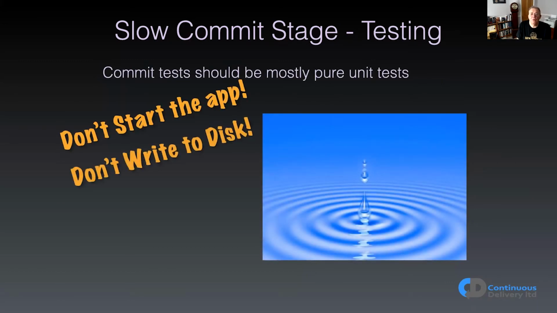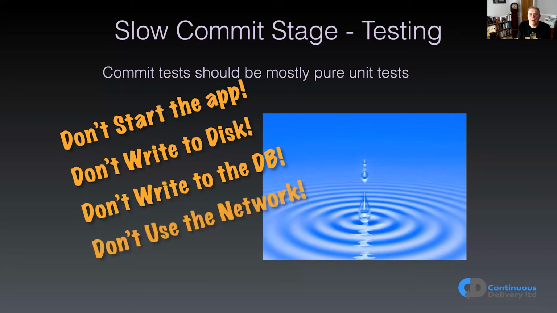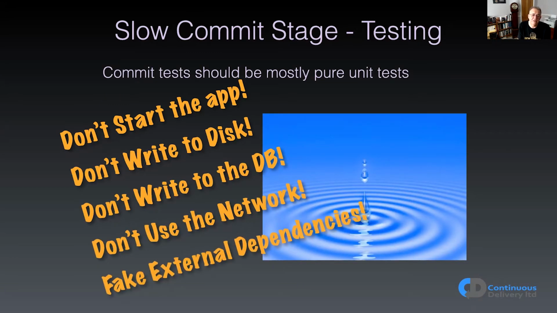Mostly what you want from commit tests is that they are pure unit tests. They don't start the application because that's too slow. They don't write to disk. They don't write to a database. They don't use the network, and they fake external dependencies. That way you can run hundreds of thousands of tests in just a few minutes quite relatively easily. But if you do any of these things, you rapidly start to run into the limits of trying to get efficient builds.